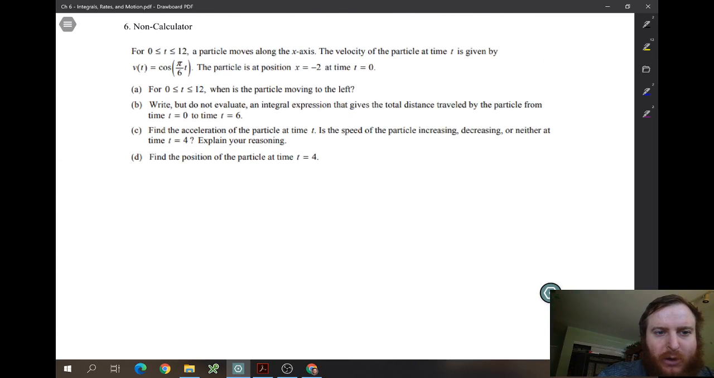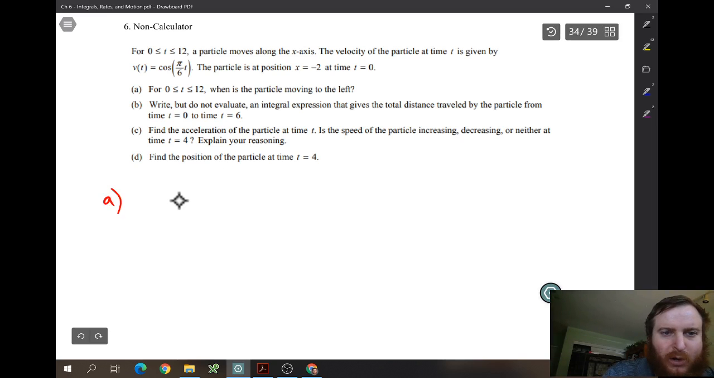Next up, we have another particle question. And we're given V of t. This is a non-calculator question. So for A, it says when is the particle moving to the left? We're going to take V of t. Moving to the left means when v is less than 0. We're going to set it equal to 0.